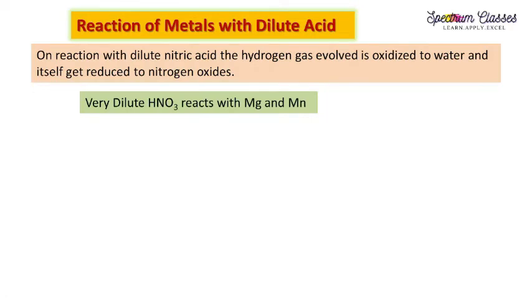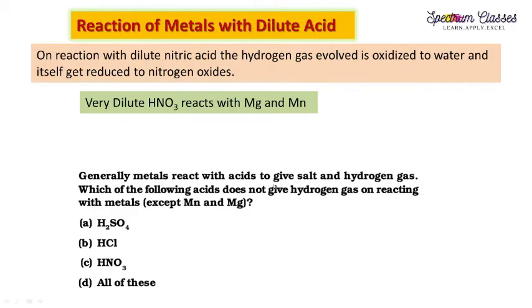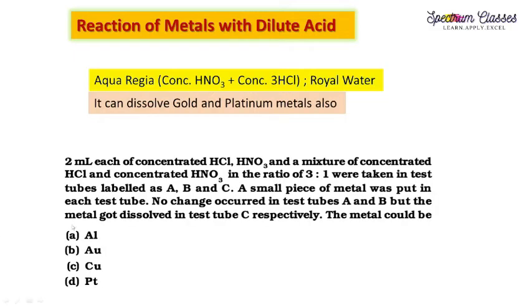The next question on the same is, generally metal reacts with acids to give salts and hydrogen gas. Which of the following acids does not give hydrogen gas on reacting with metals except manganese and magnesium? So I hope you can remember this. Very dilute HNO3 reacts with magnesium and manganese. So which acid is this? HNO3.